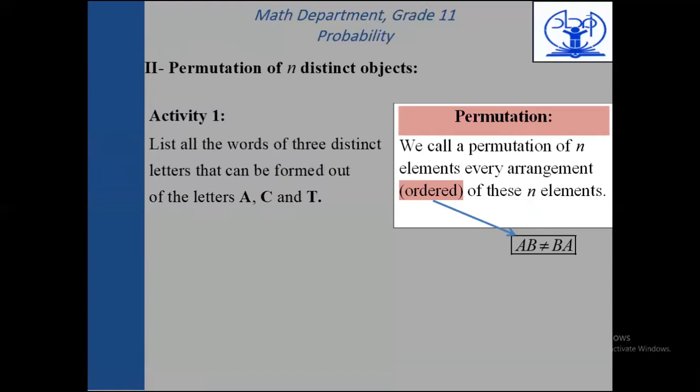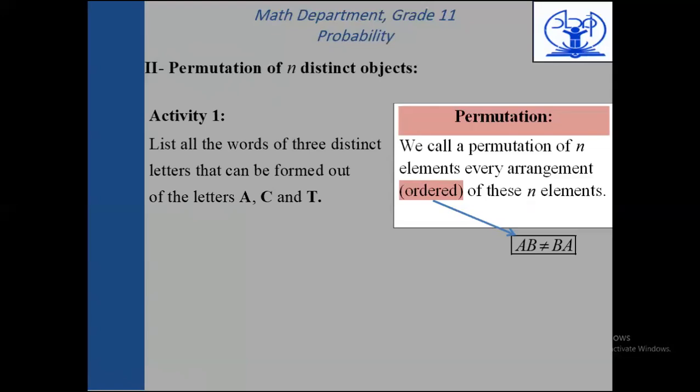Let's see an activity to illustrate what we mean by this. List all the words of 3 distinct letters that can be formed out of the letters A, C, T. Again here, if you think about it, you can simply list ACT, ATC, CAT, CTA. It's easy to list them because these are only 3 letters. Or you can use a tree diagram to make sure that you are listing without repetition or without missing.